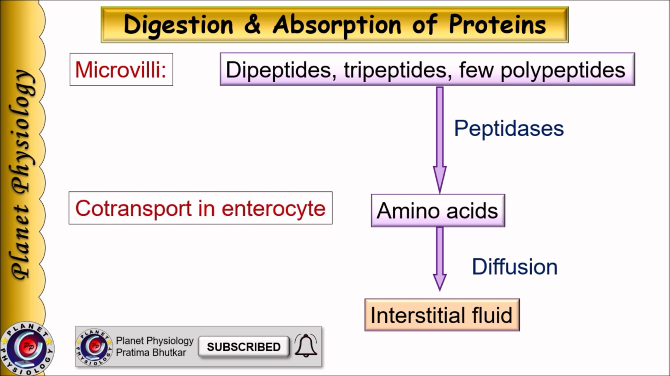These amino acids are transported into the enterocyte by sodium amino acid cotransport. They are absorbed in the circulation from the basal border of enterocyte by the process of diffusion. Enterocyte also absorbs small quantities of dipeptides and tripeptides by active transport. These are then hydrolyzed within the enterocyte by peptidases. Thus, the final end products of protein digestion which are absorbed into the circulation are individual amino acids.